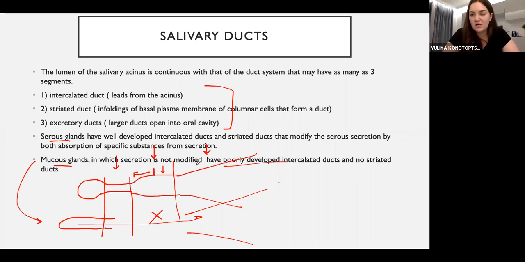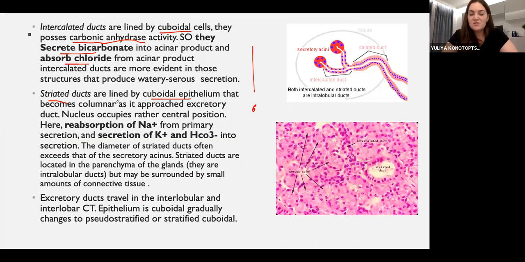So there is not a single epithelium within the striated duct. It depends where you are. Are you closer to the intercalated or are you closer to the excretory duct? Nevertheless, striated duct also has certain enzymes, and what does it do? It also adds bicarbonate, but in addition to it, it also adds potassium. And what does it remove from the saliva? It removes sodium. So as you can see, what is the job of your ducts?